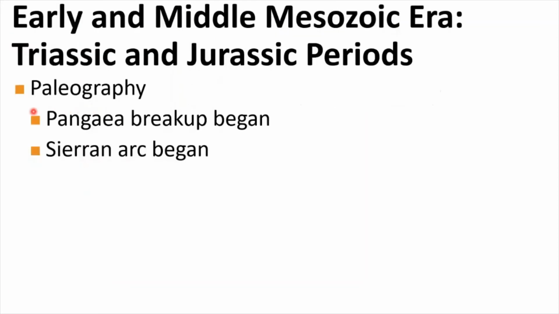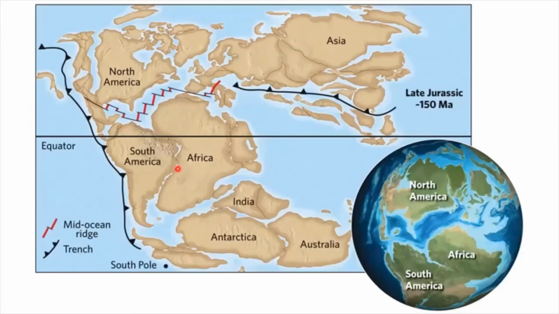Now, what does the paleogeography look like? We spent most of the Paleozoic forming Pangaea. Well, in the Triassic, we start seeing Pangaea start to break up. And we also see the Sierran Arc beginning. Here is an image of Pangaea breaking apart, and it started breaking apart in the Triassic. By the Jurassic period, a narrow North Atlantic Ocean already existed.